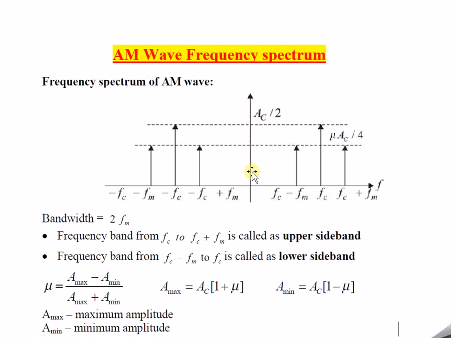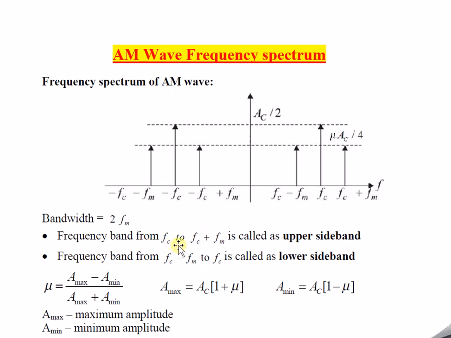So this is the y-axis amplitude, x-axis frequency. As you can see, there are two sidebands in this representation. So what are the two sidebands? We will try to understand. There are two types of sidebands available. The first one is the upper sideband and the next one is the lower sideband. So upper means the upper one. Which upper one, I will try to tell you.